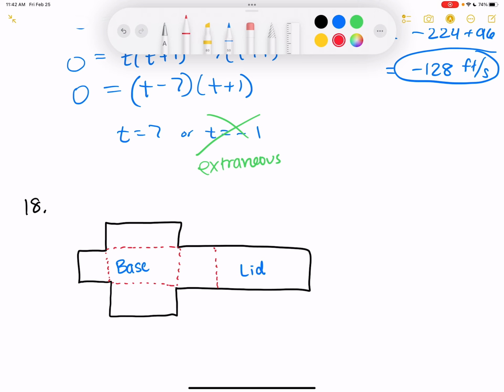This is X. This is X. This is X. This is X. From here to here is 10 inches. And from here to here is 15 inches. Definitely not to scale.